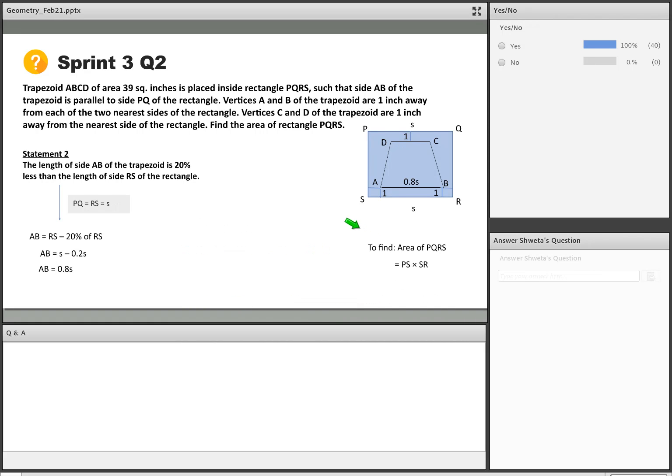So statement 2 tells us something similar. Length of AB is 20% less than RS. So a similar relationship, RS was called small s here. So if it's 20% less than that, AB is equal to 0.8s. I've marked that here in the figure also, so you can simultaneously keep seeing things.